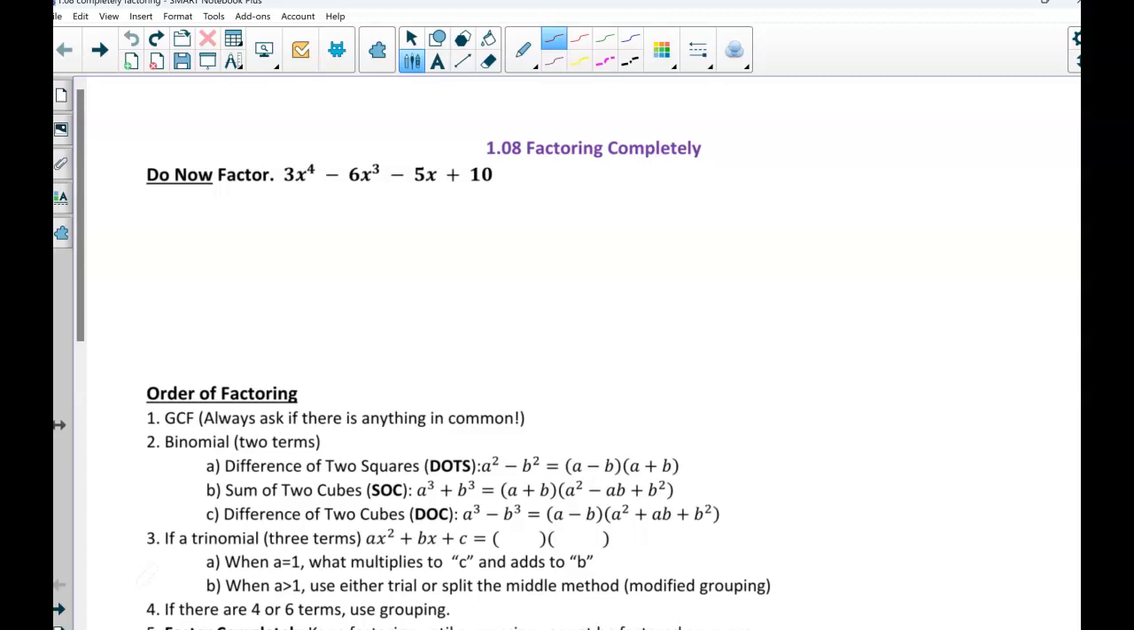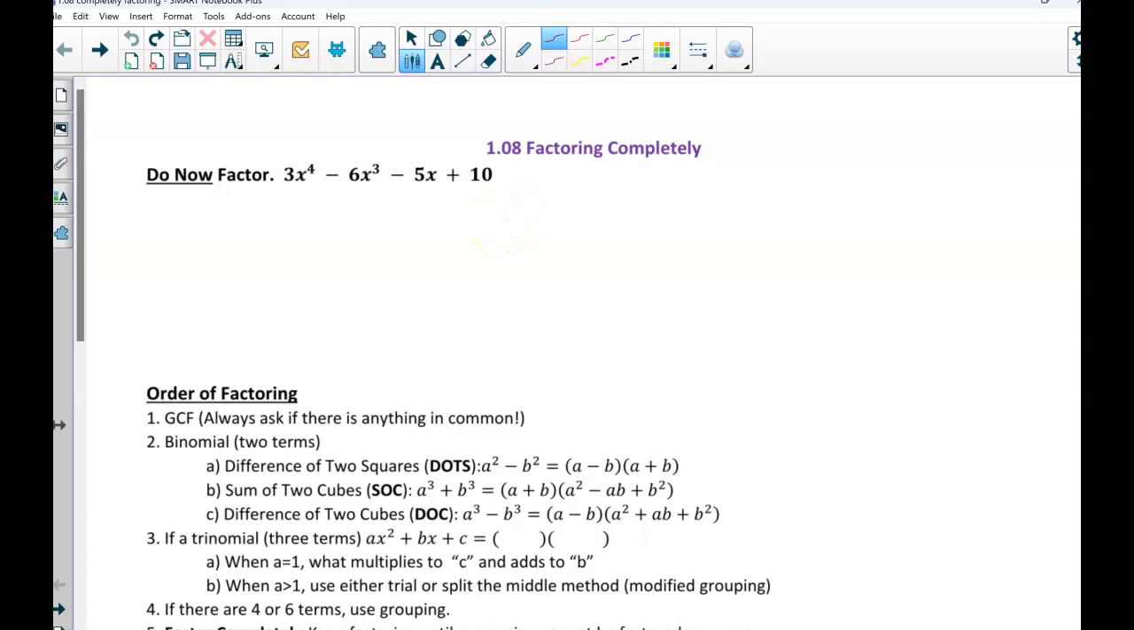The first thing I'd like you to do is to try the do now. So put the video on hold and try it. Okay, we're back. When you factor, you should always look for the GCF, the greatest common factor. There are none with all four terms.